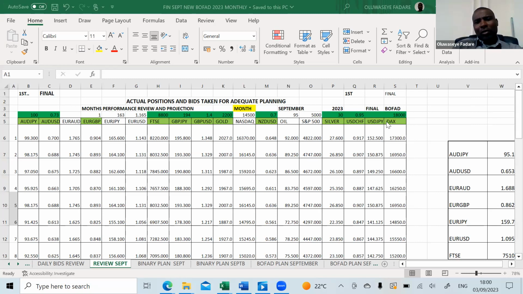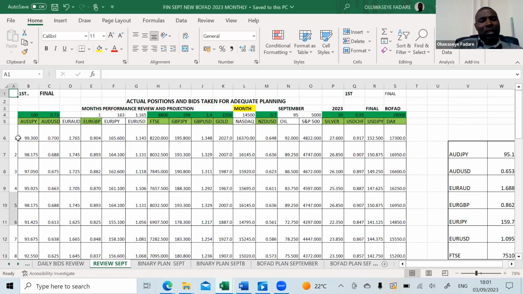So I want to discuss with you today this strategy, the BOFAD monthly template. What we do with this template is it gives us a projection in advance for the month ahead.